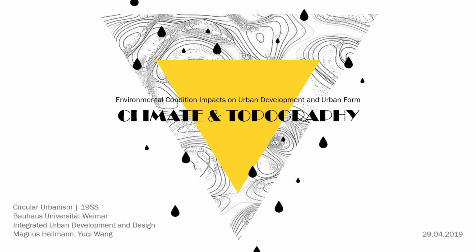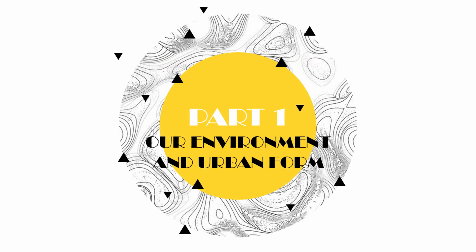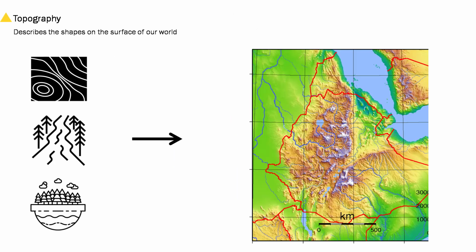Welcome to this video about climate and topography. They are the main factors forming the environment on our planet. Using climate and topography, we will now show how the environment affects our cities, especially concerning urban form.